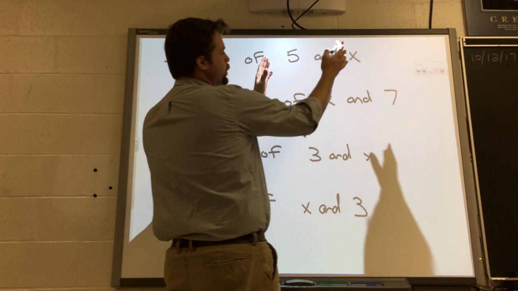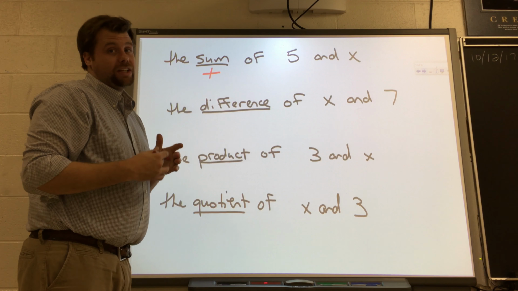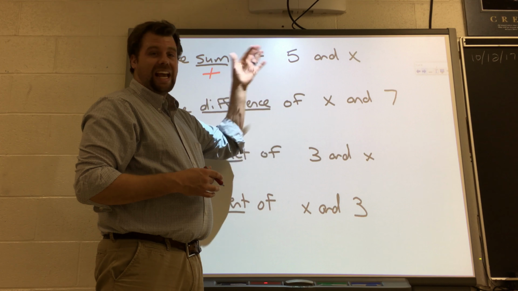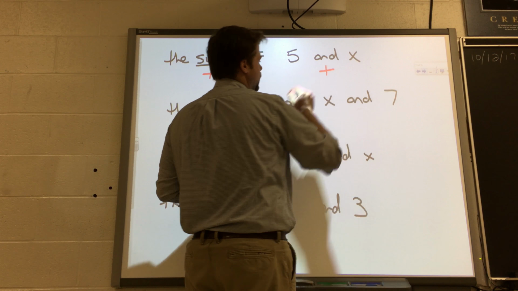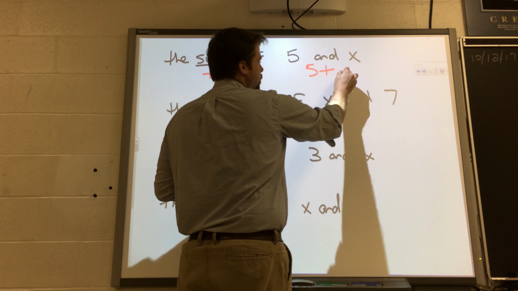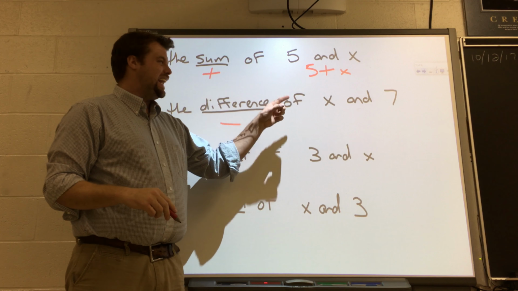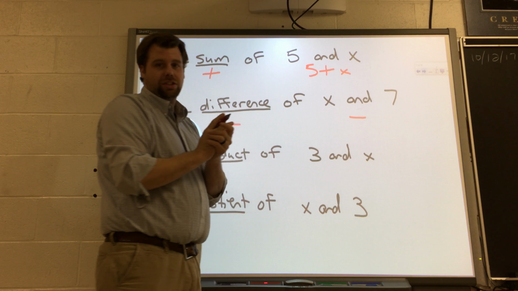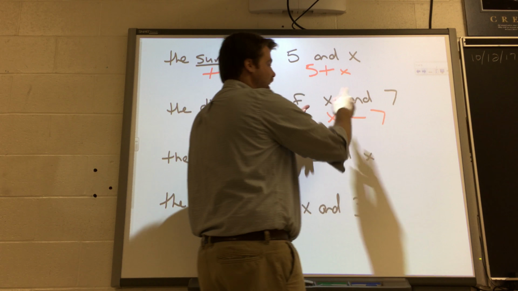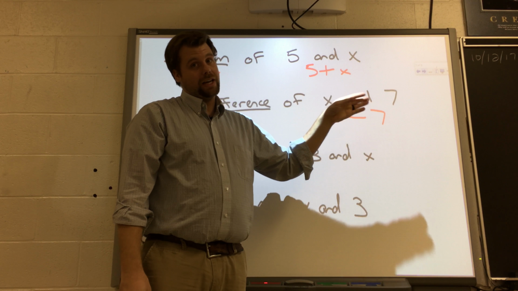Okay, so now if you look at 5 and x, they are going to be in order. When you see these words, they represent a certain order. The sum represents addition, like I said, and 5 and x. Every time you see and, that's basically where your operation goes. And then it's the same order as it appears, 5 and x, so it's 5 plus x. When you move on to the difference, that's subtraction. It's the difference of x and 7. When you see and, there's your operation, and then x minus 7. In the same order it goes. If it said the difference of 7 and x, it would be 7 minus x.